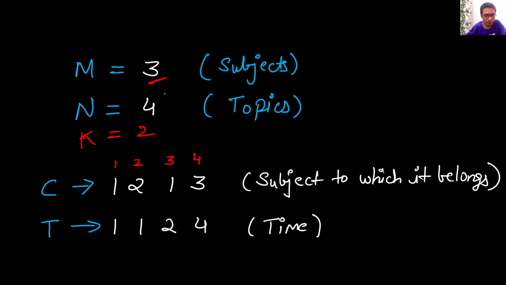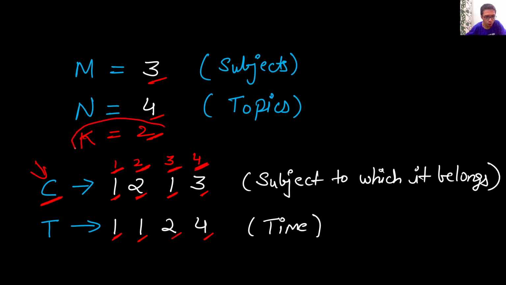So here I have 3 subjects, 4 topics, and 2 hours left before the exam. In this C array, we can see that the first topic belongs to the first subject, the second topic belongs to the second subject, the third topic belongs to the first subject again, and the fourth topic belongs to the third subject, right? Similarly, the first topic takes 1 hour, the second topic takes 1 hour, the third topic takes 2 hours, while the fourth topic takes 4 hours, right?